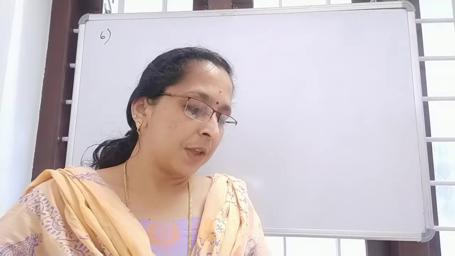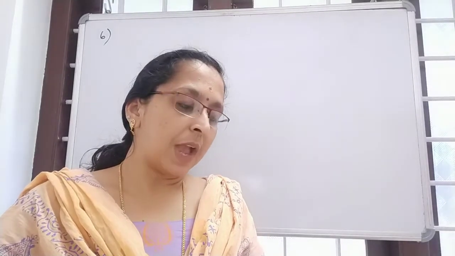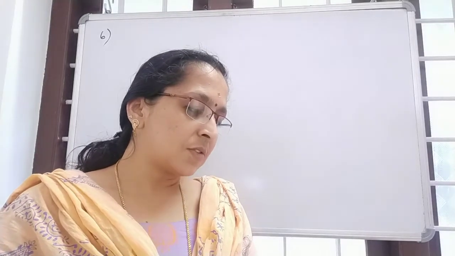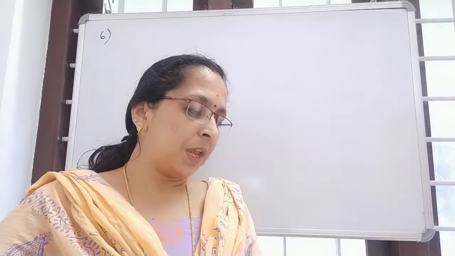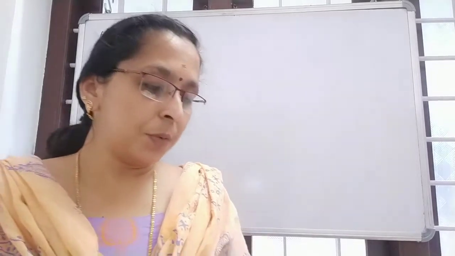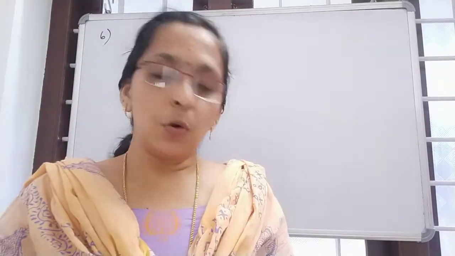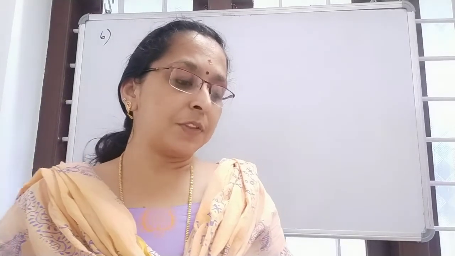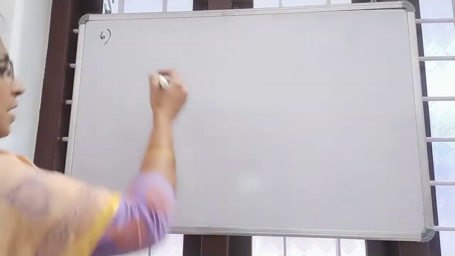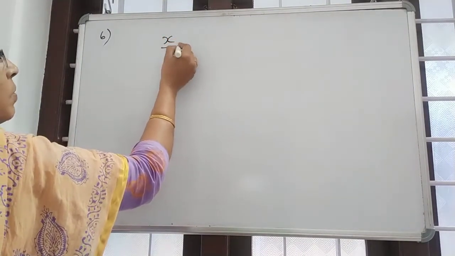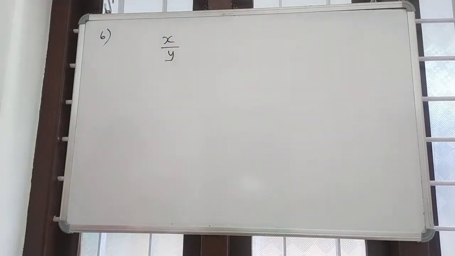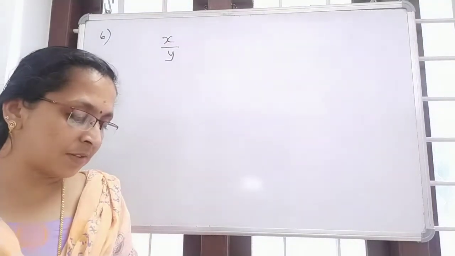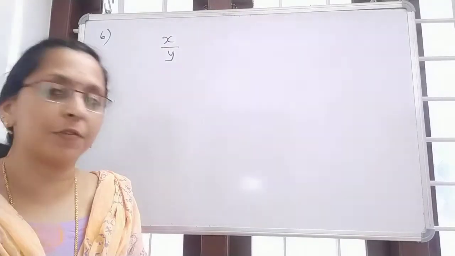Question number 6. What quantity must be added to each term of the ratio x is to y so that it may become equal to c is to d? We don't know the quantity. What quantity must be added to each term of the ratio x is to y? That is x is to y, which means x by y. We want to add a quantity, but we don't know the quantity.